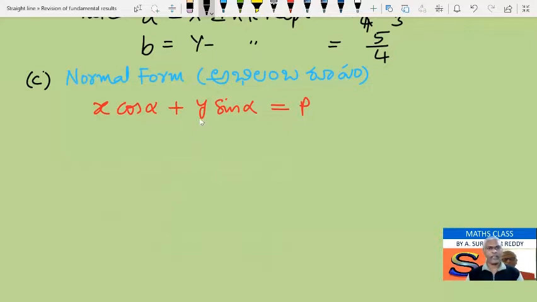Alpha is the angle made by the perpendicular with the positive x-axis, in the positive direction of x-axis.